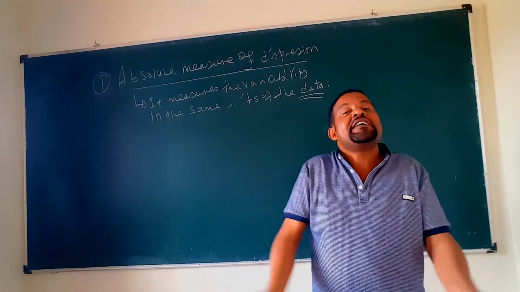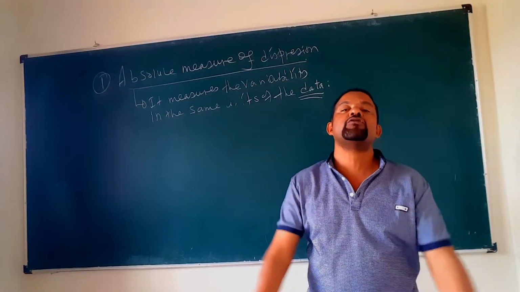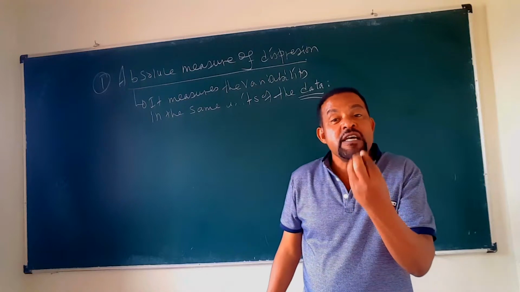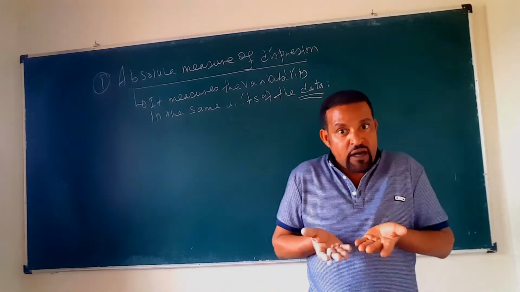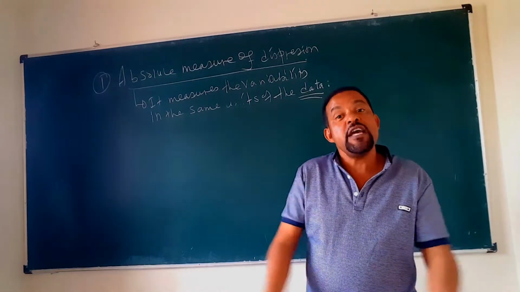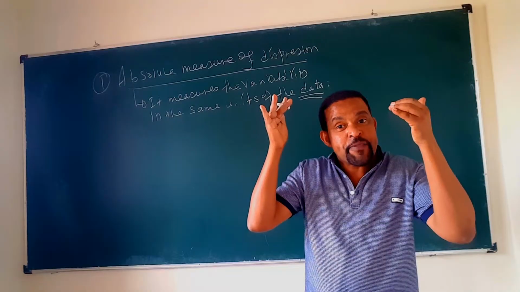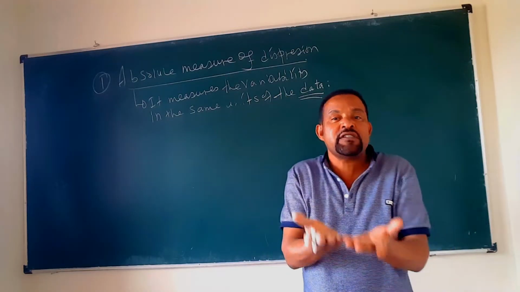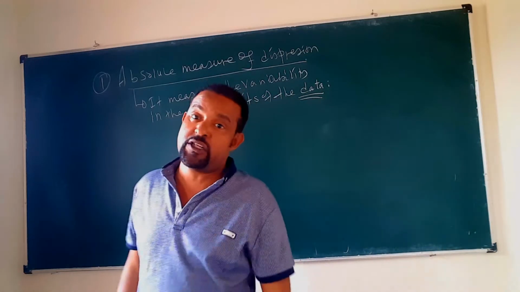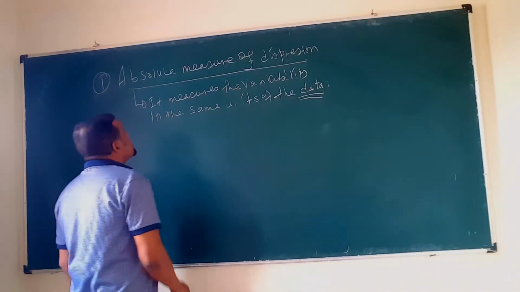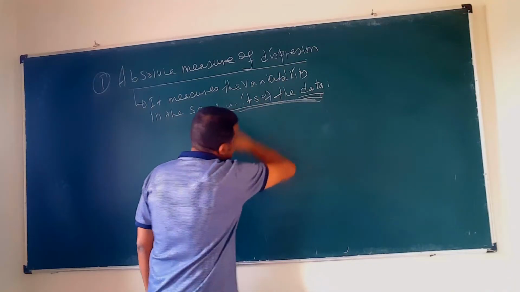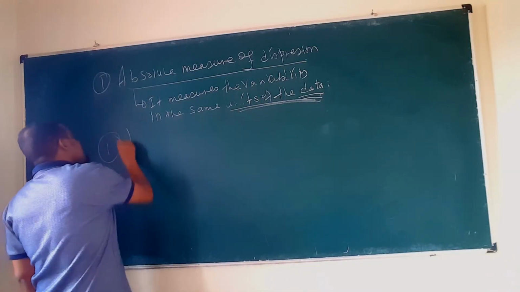The data. That means if the data are in meters, then the unit of the absolute measure of dispersion is in meters. If the unit of the data are in kilograms, say for example, then the unit of the absolute measure of dispersion is in kilograms. If the data are in centimeters, then the unit of the absolute measure of dispersion is in centimeters. So the absolute measure of dispersion measures the variability in the same units of the data. Okay, so the first one is range.